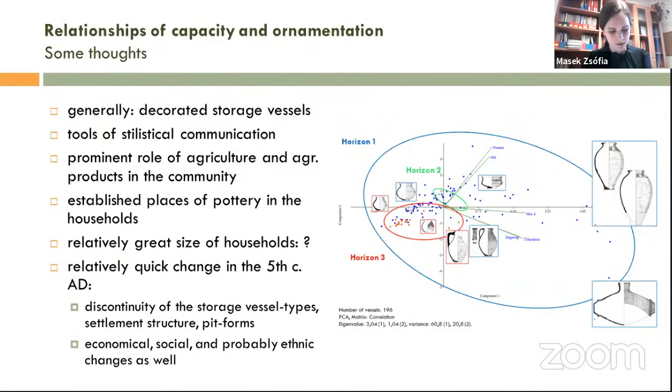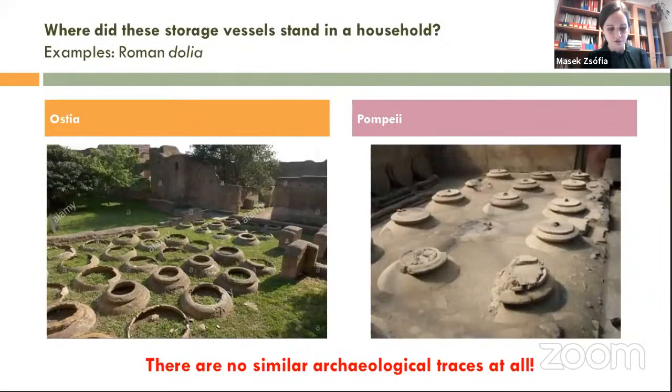But now I would like to turn to the next question of the 1st horizon, and it is, where did these storage vessels stand in a household? On the basis of their shapes, a position sunk into the ground could also be imagined, like in the Roman provinces. However, there are no archaeological traces for this on the settlements at all.